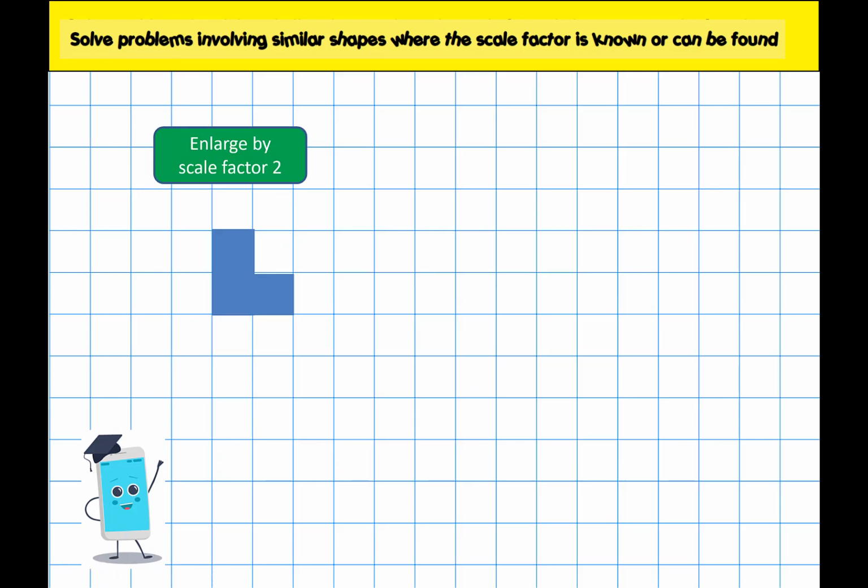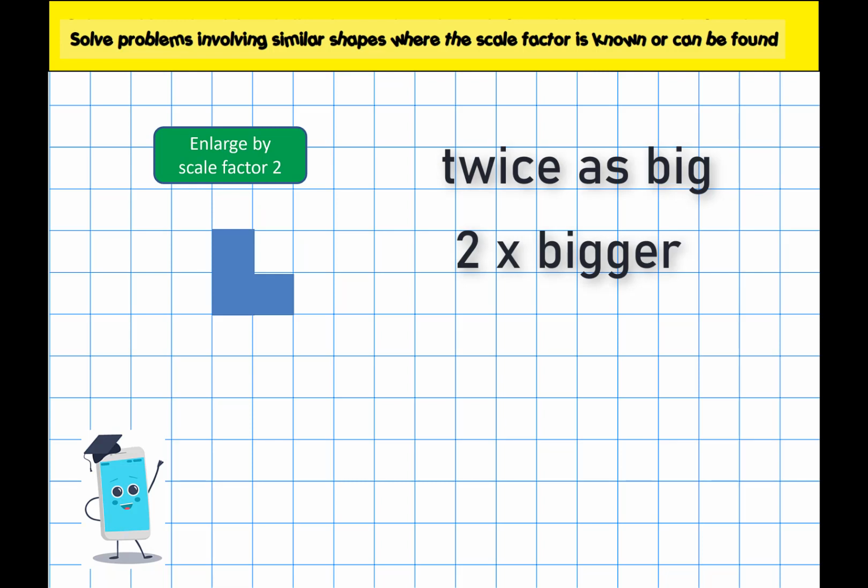So here we've been asked to enlarge by scale factor 2. Now the first important part of this is the word enlarge. To enlarge something, it means we're going to increase the size. It means the new shape will be bigger. Now the scale factor simply tells us how much bigger we need to become. So to enlarge by scale factor 2 means that the new shape will be twice as big. It will be 2 times bigger, or it will be double the size.